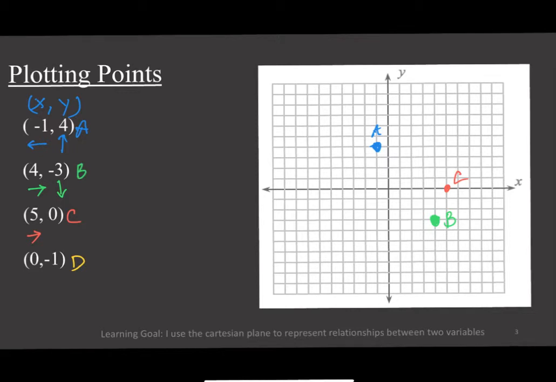Notice x value is 0, that means we're not moving side to side at all, and y is -1, so we're going to move 1 unit down. And so our point would be here on our grid.